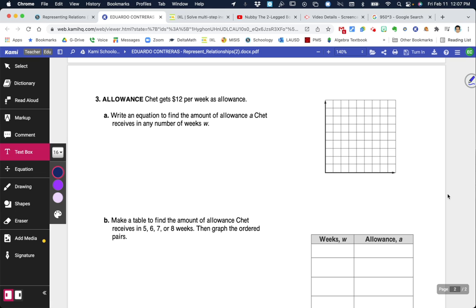All right. So this says allowance. Chet gets $12 per week as allowance. Write an equation to find the amount of allowance A Chet receives in any number of weeks W. Okay, so that's the first part. Let's get our important information and highlight it. We've got $12 per week that Chet gets.